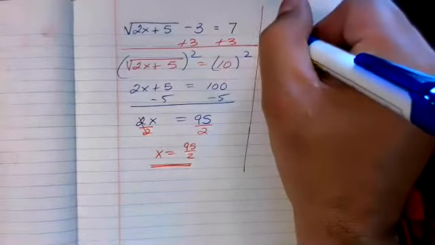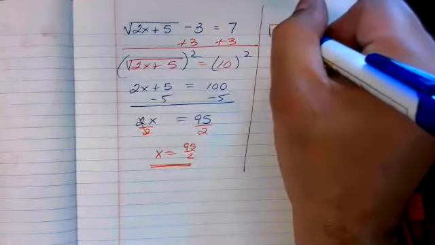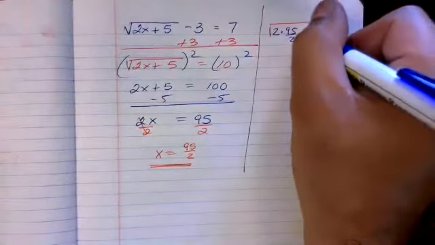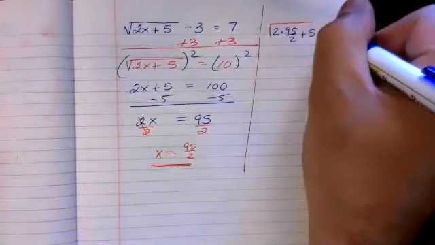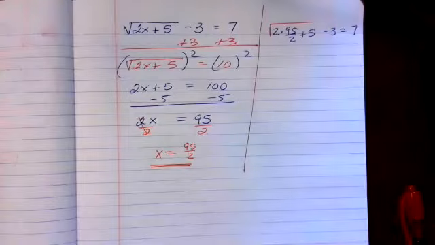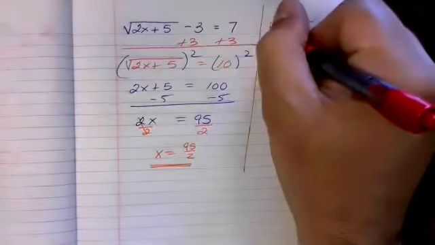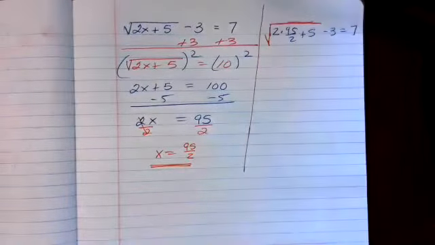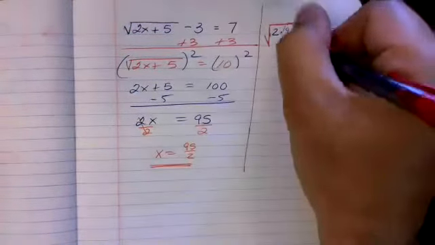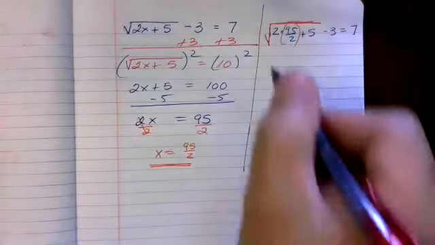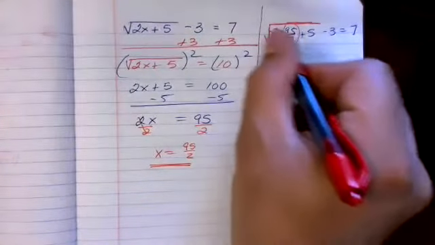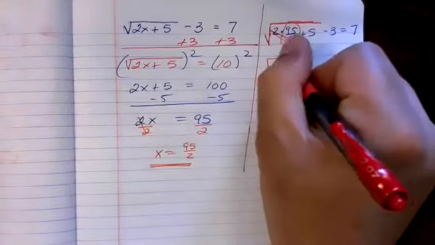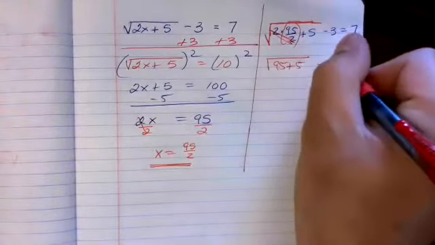So I have 2 times √(95/2 + 5) − 3 = 7. Make my radical bigger. Well, 2 times 95 over 2, those will just cancel out. I have 2 up top and 2 on the bottom. So this is just the square root of 95 plus 5.